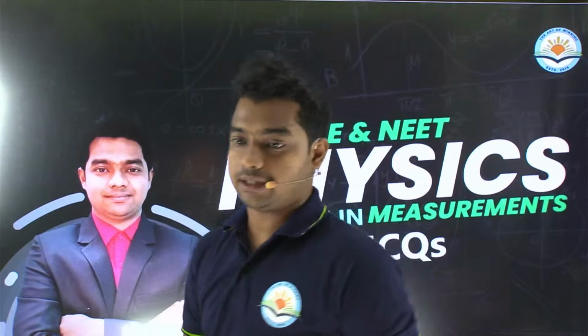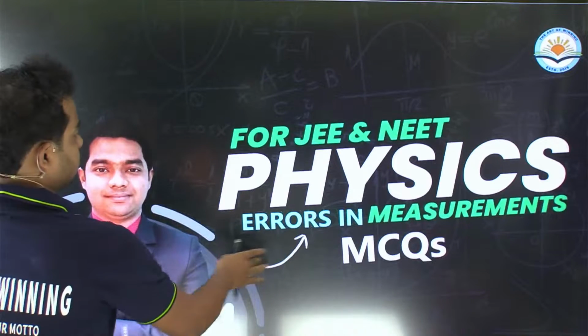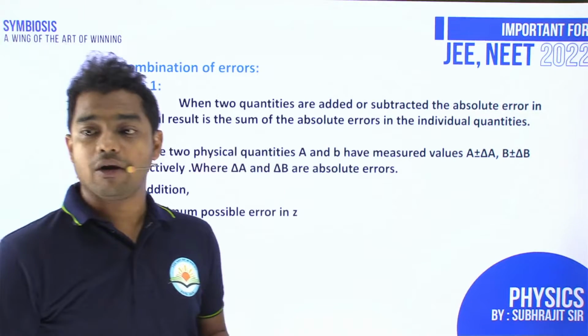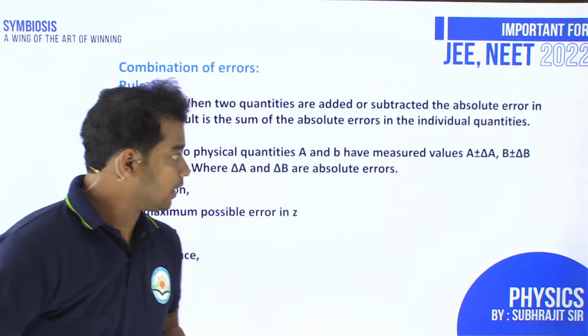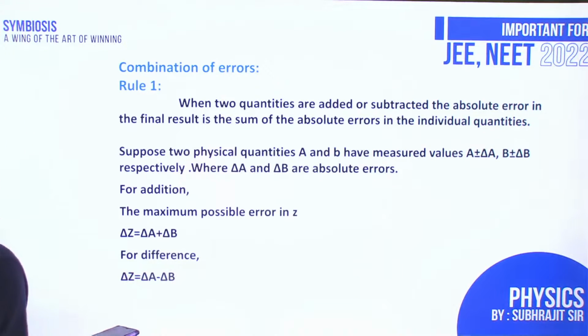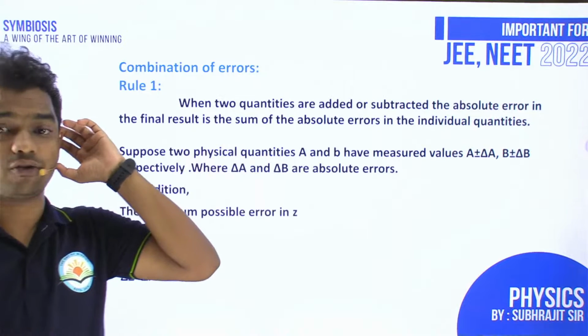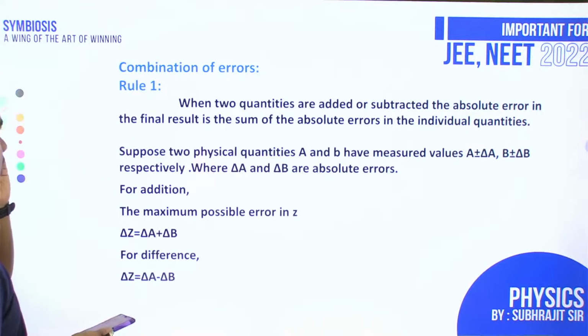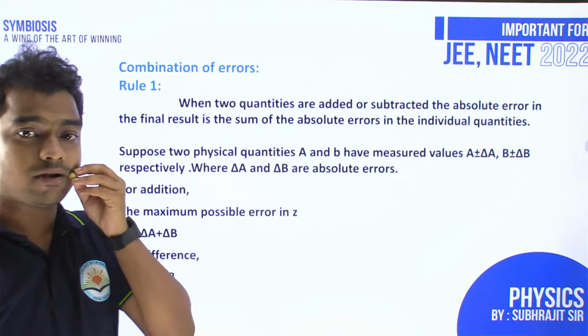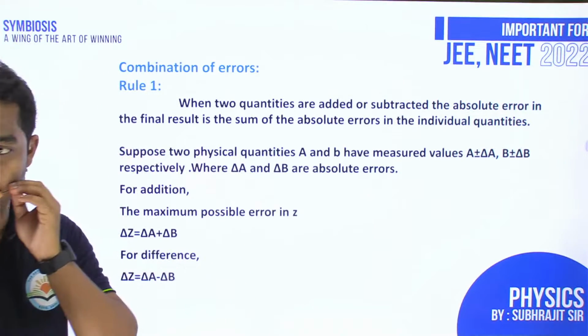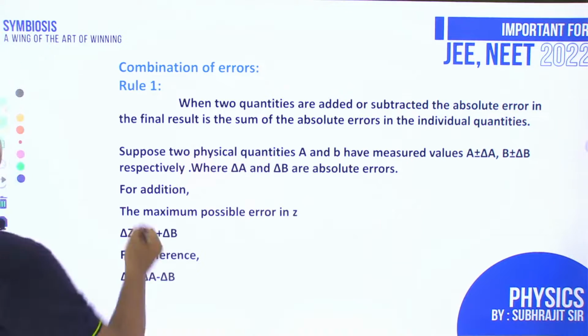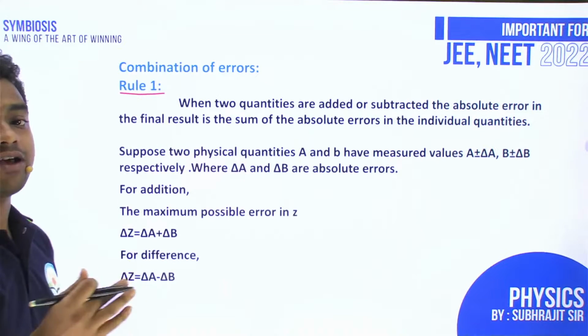Okay, so let's start. In the previous class I already discussed this part, and now let me just repeat the 3 rules. You already saw in the previous class the combination of errors and the 3 rules of it. You already understand it. So you see here is the first rule.